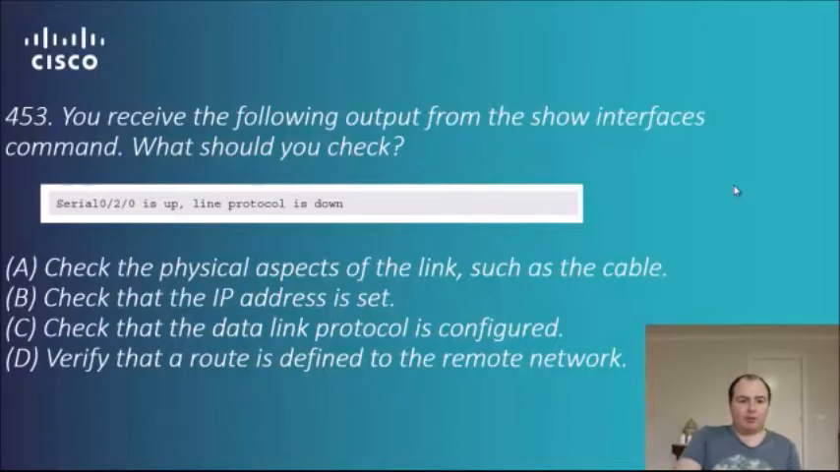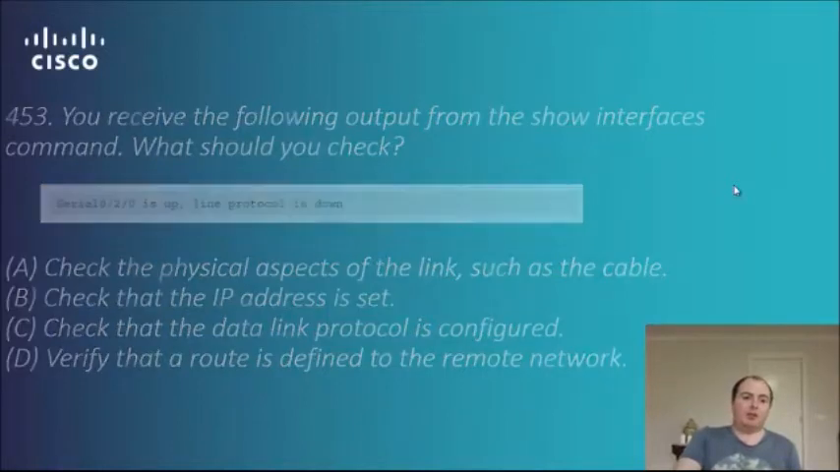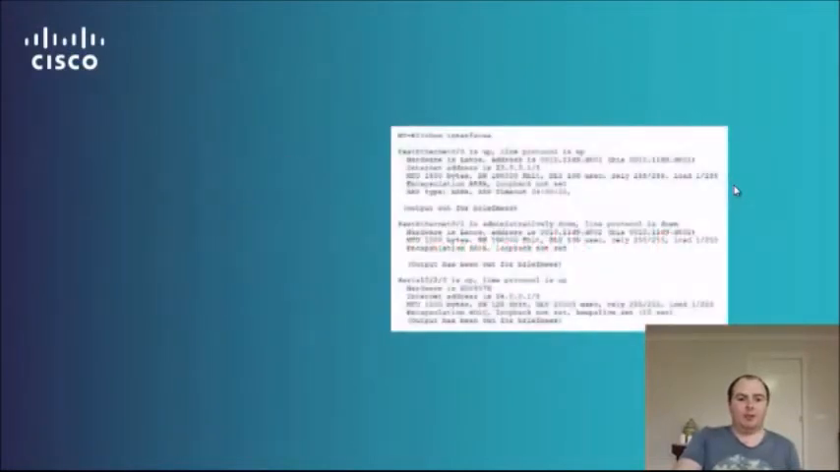Check the IP address is set, probably not super relevant right this second. Line protocol is down, which points it to layer 2, IP is layer 3. And route would be layer 3 as well, so that would be C, check that the data link protocol is configured.